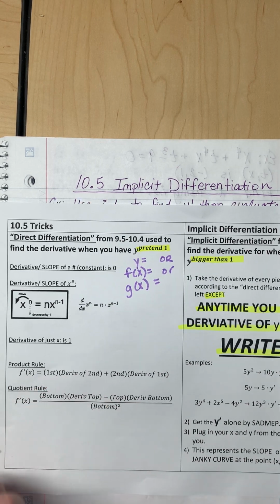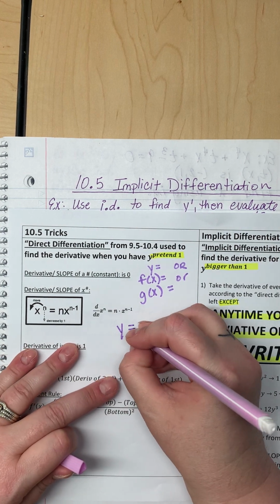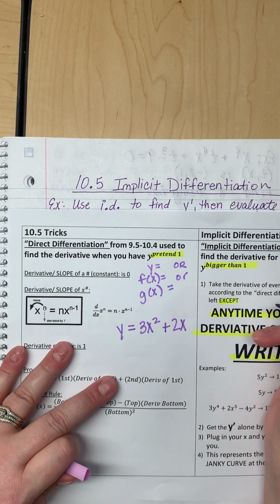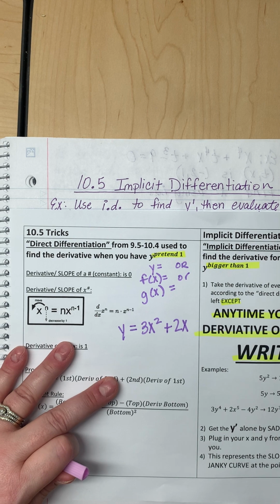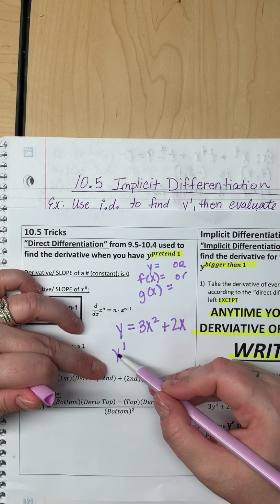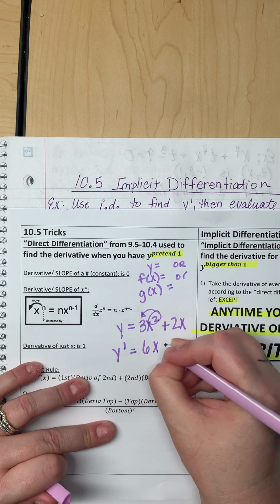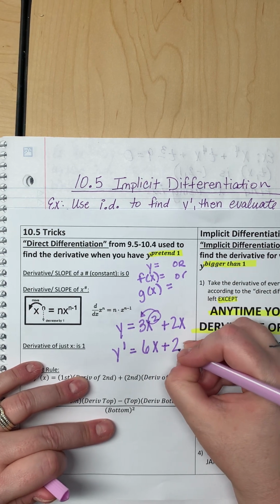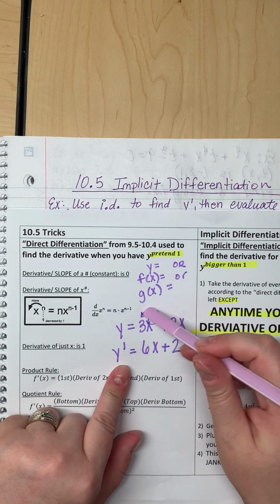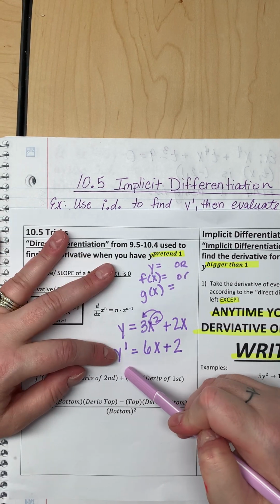For example, in direct differentiation from 9.5 to 9.4, we might have had y equals 3x squared plus 2x. When we took the derivative of that, it became y prime, because when you take the derivative of y, you put a y prime, equals, bring the 2 down in front, 6x plus the 2x just goes to a 2. So this was direct differentiation, where you use our normal rules on the x's, and the y becomes a y prime.